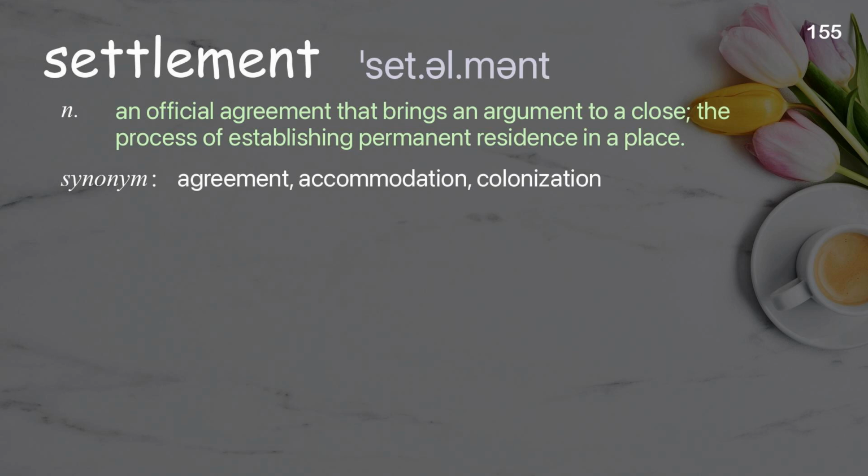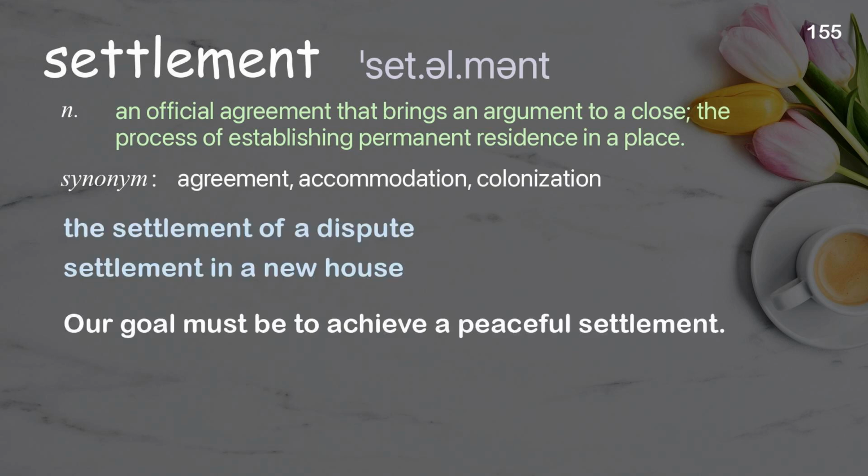Settlement. An official agreement that brings an argument to a close, the process of establishing permanent residence in a place. Examples: the settlement of a dispute. Settlement in a new house. Our goal must be to achieve a peaceful settlement.